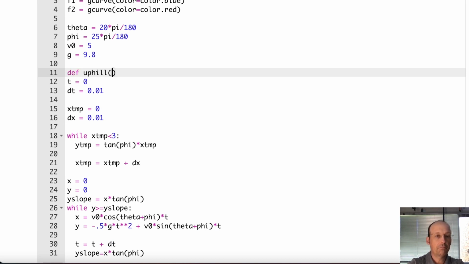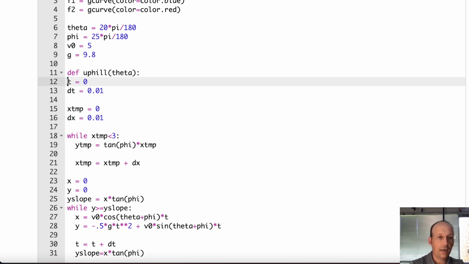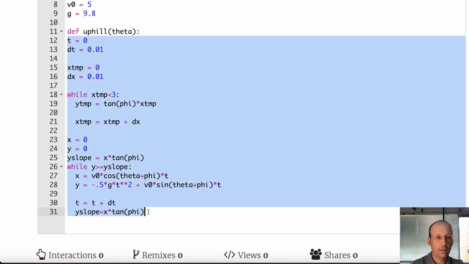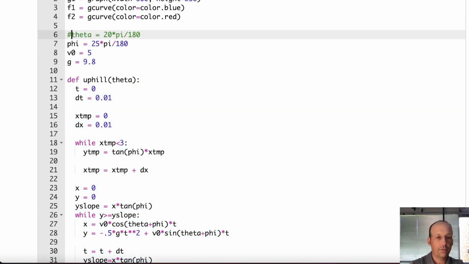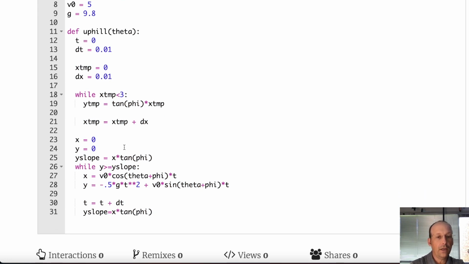Uphill theta. And then I'm going to highlight this whole thing and indent it. And then up here, I don't want theta. That's fine. And then down here, I want to say return square root x squared plus y squared. And let's just see if this works.